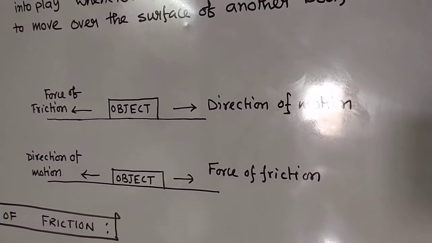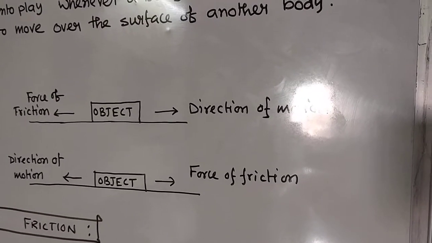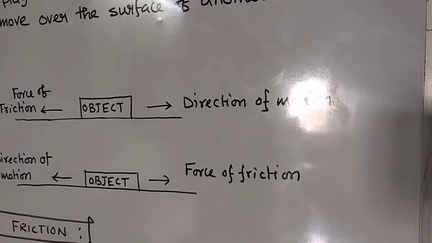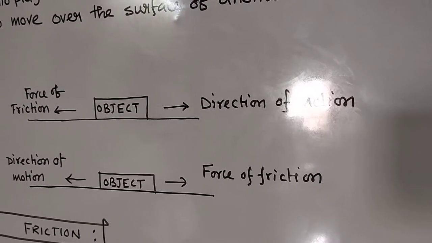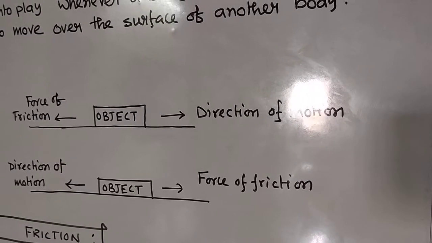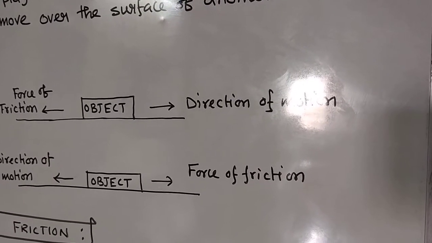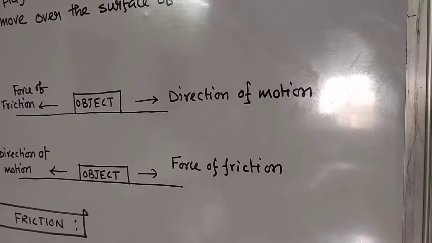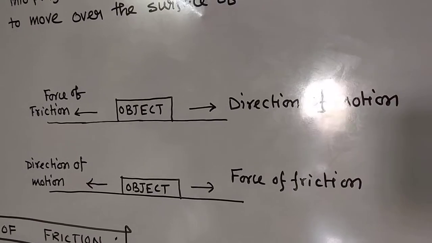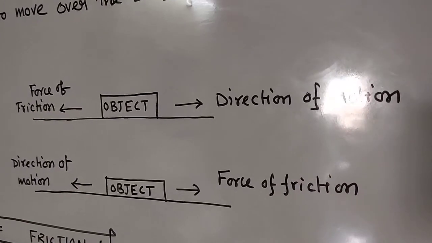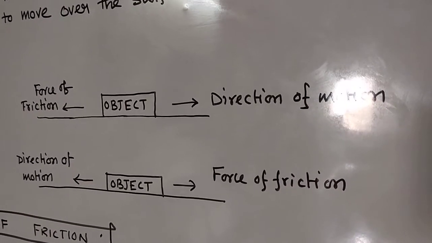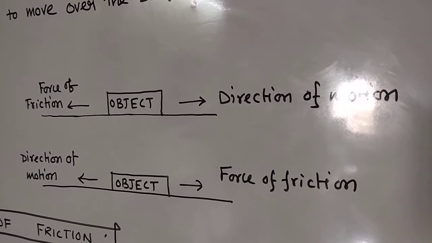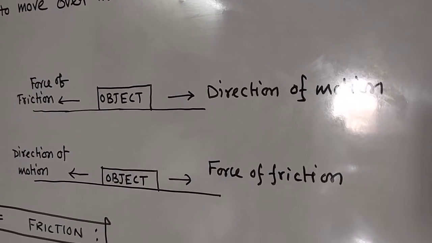Now here we have used two diagrams. Now an object is on the surface. The surface has irregularities, and when you place the object on the surface, the irregularities of the object interlock with the irregularities of the surface. Now if you want to move the object over the surface, what happens? You have to give some force. Now the frictional force basically acts opposite to the direction of motion, or you can say opposite to the direction of the applied force, or you can say it is some kind of resistive force which opposes the motion.